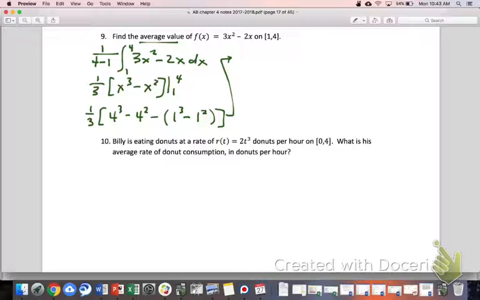And in doing that, let's see here, 4 cubed is 64 minus 16 is 48. So I'd get 1/3 of 48. And this just ends up being minus 0, doesn't it? 1 minus 1. So 1/3 of 48 is 16. That is your average value. Questions?